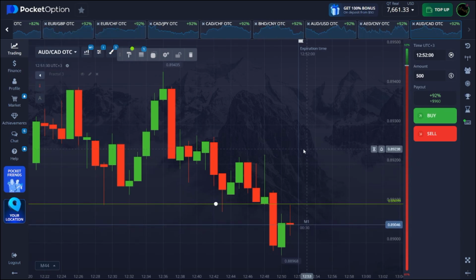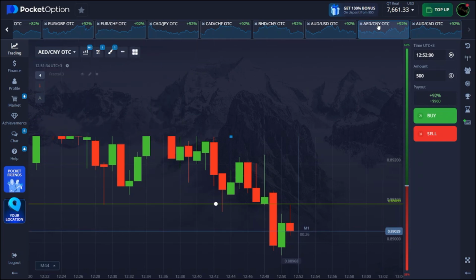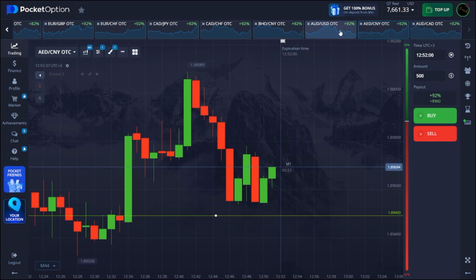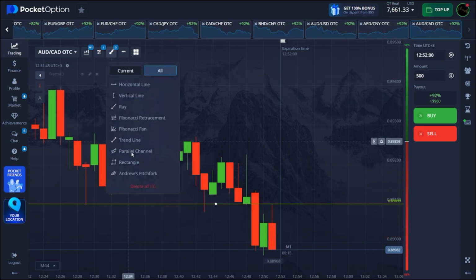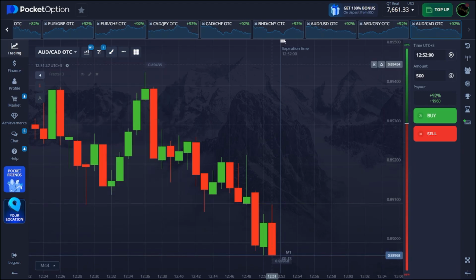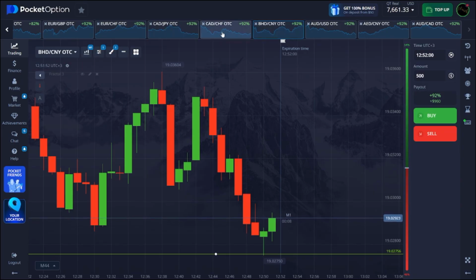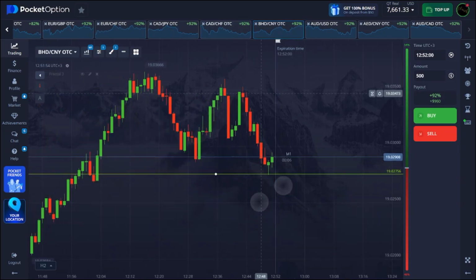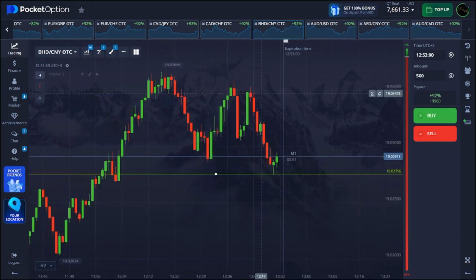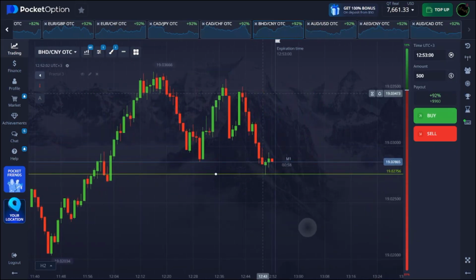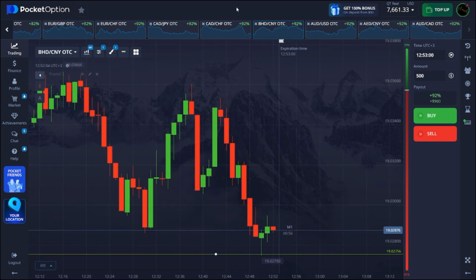Okay, I missed my entry, but it's okay. You'll get more trades, so not to worry about that. Oh wow, I missed another trade. I was waiting for that one. I missed this trade, but it's fine.